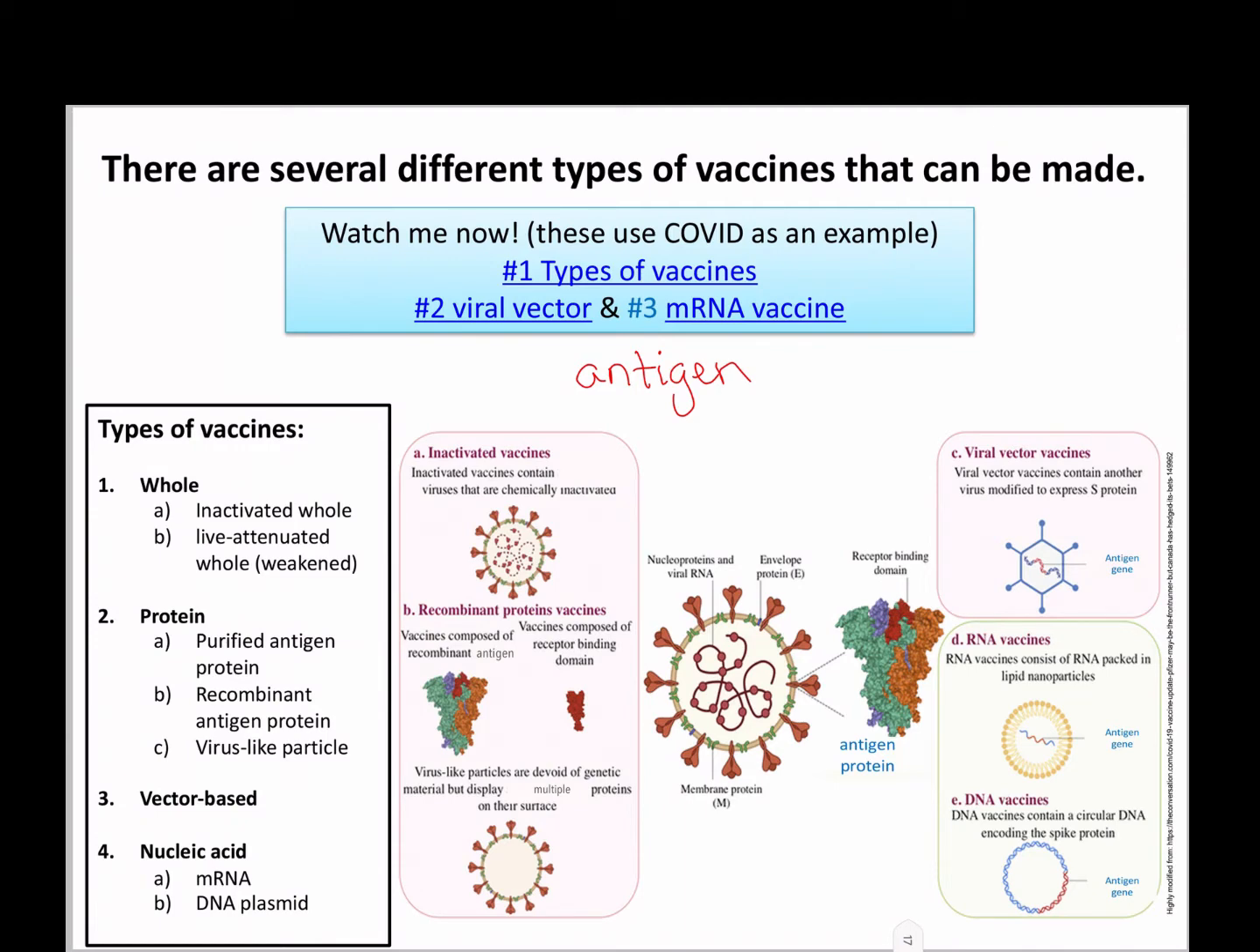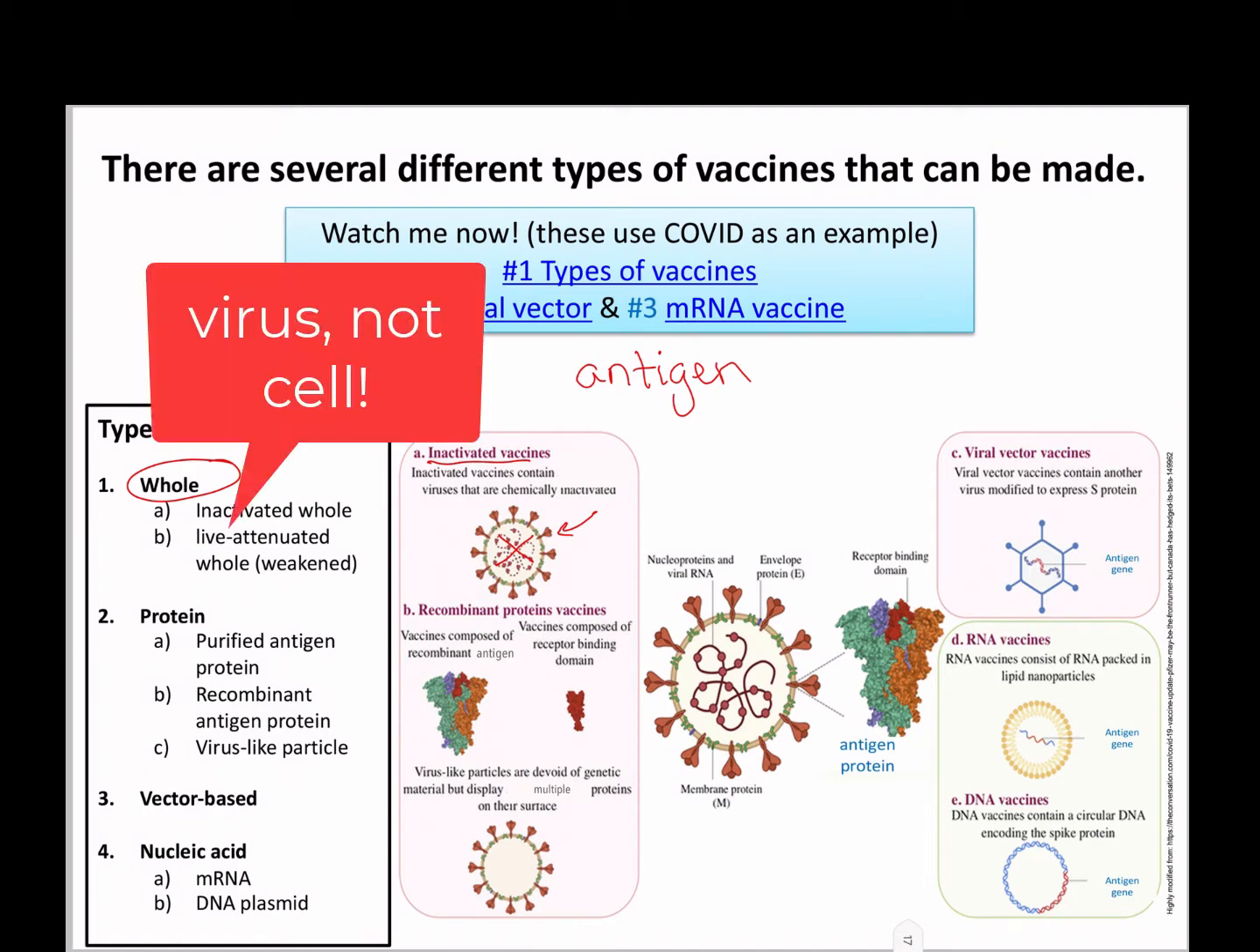The original way, which was kind of the most obvious way, was to grow that virus as a whole virus and then either inactivate it or kill it so that it could no longer infect humans. So let's just get rid of that, but keep the antigen on the outside of it. The immune system sees that, it attacks that antigen, and that's your immune response.